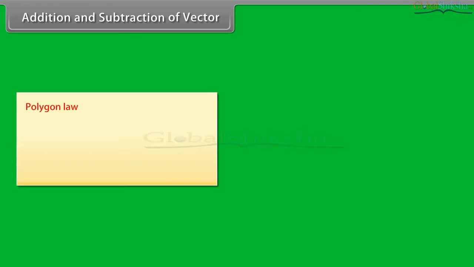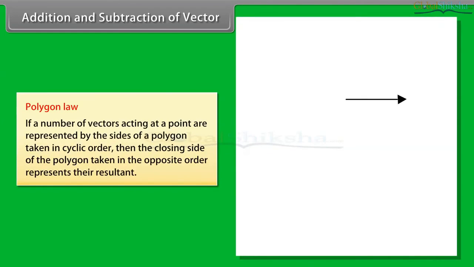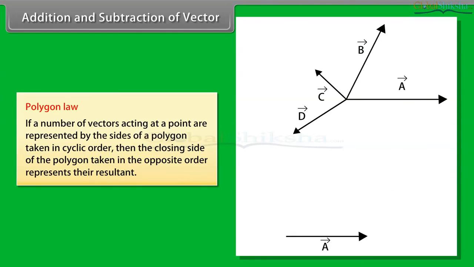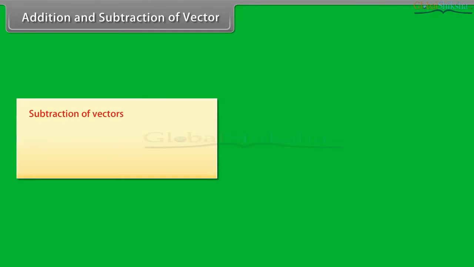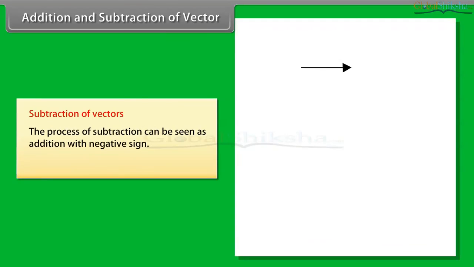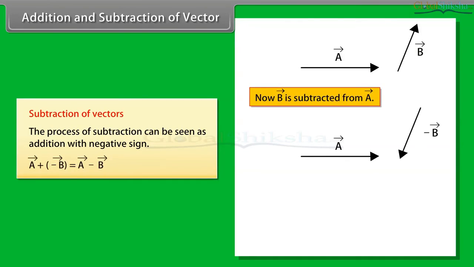C. Polygon law. If a number of vectors acting at a point are represented by the sides of a polygon taken in cyclic order, then the closing side of the polygon taken in the opposite order represents their resultant. Subtraction of vectors. The process of subtraction can be seen as addition with a negative sign.